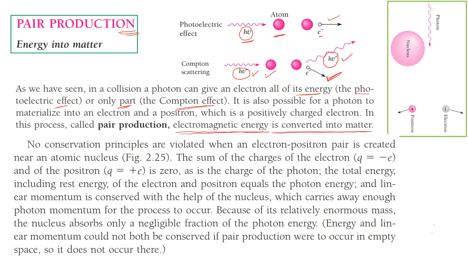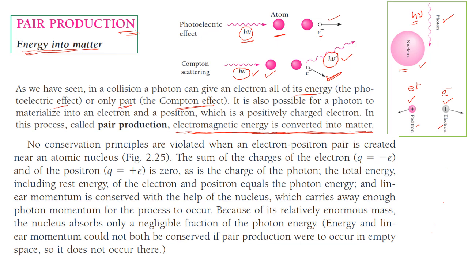So we have a photon coming with certain energy h nu, and this is the nucleus. The photon comes in the vicinity of the nucleus, and then it breaks into an electron and a positron. This is an electron, this is a positron. So the energy h nu materializes into two particles, an electron and a positron. That's why the electromagnetic energy is converted into matter, the conversion of energy into matter, and this process is known as the pair production process.